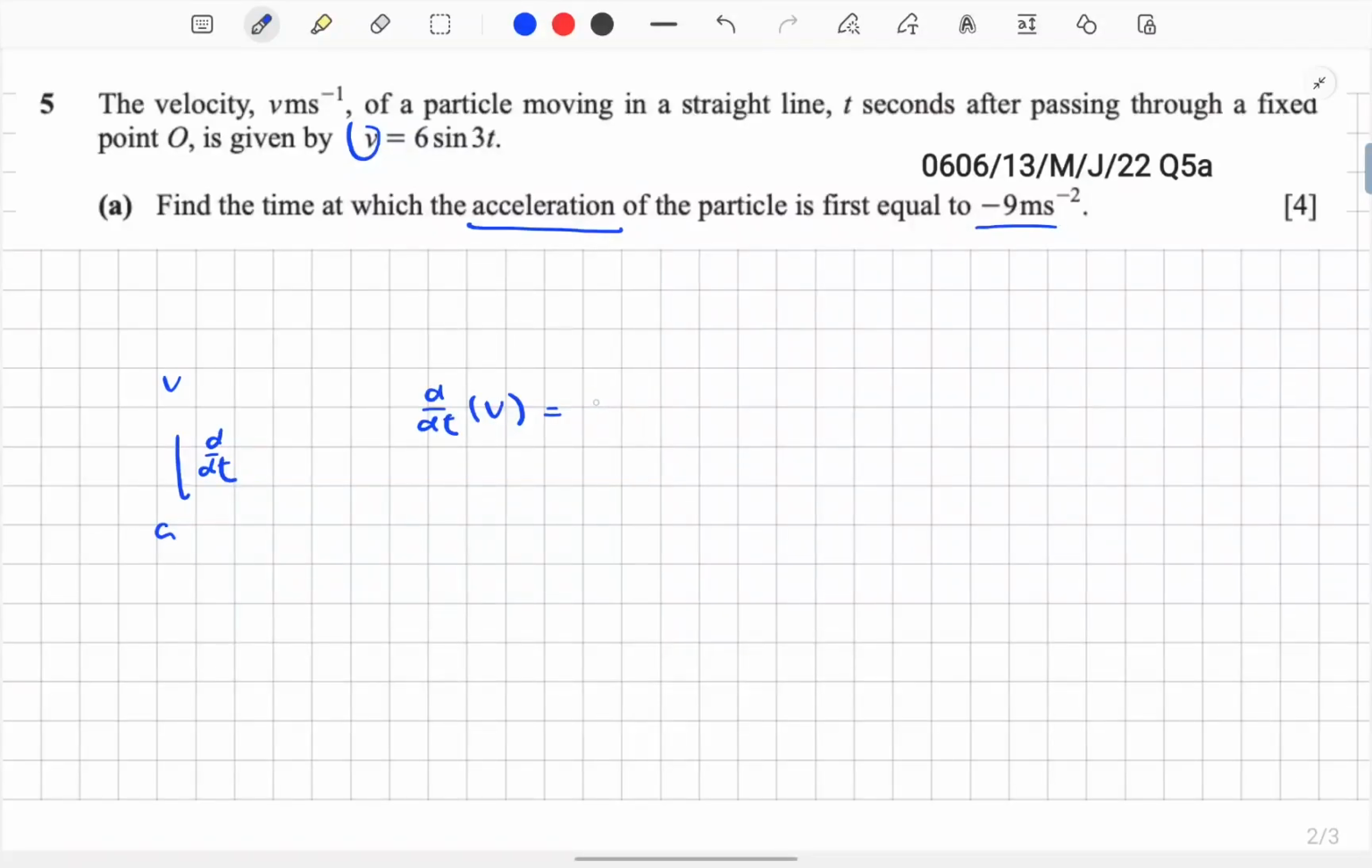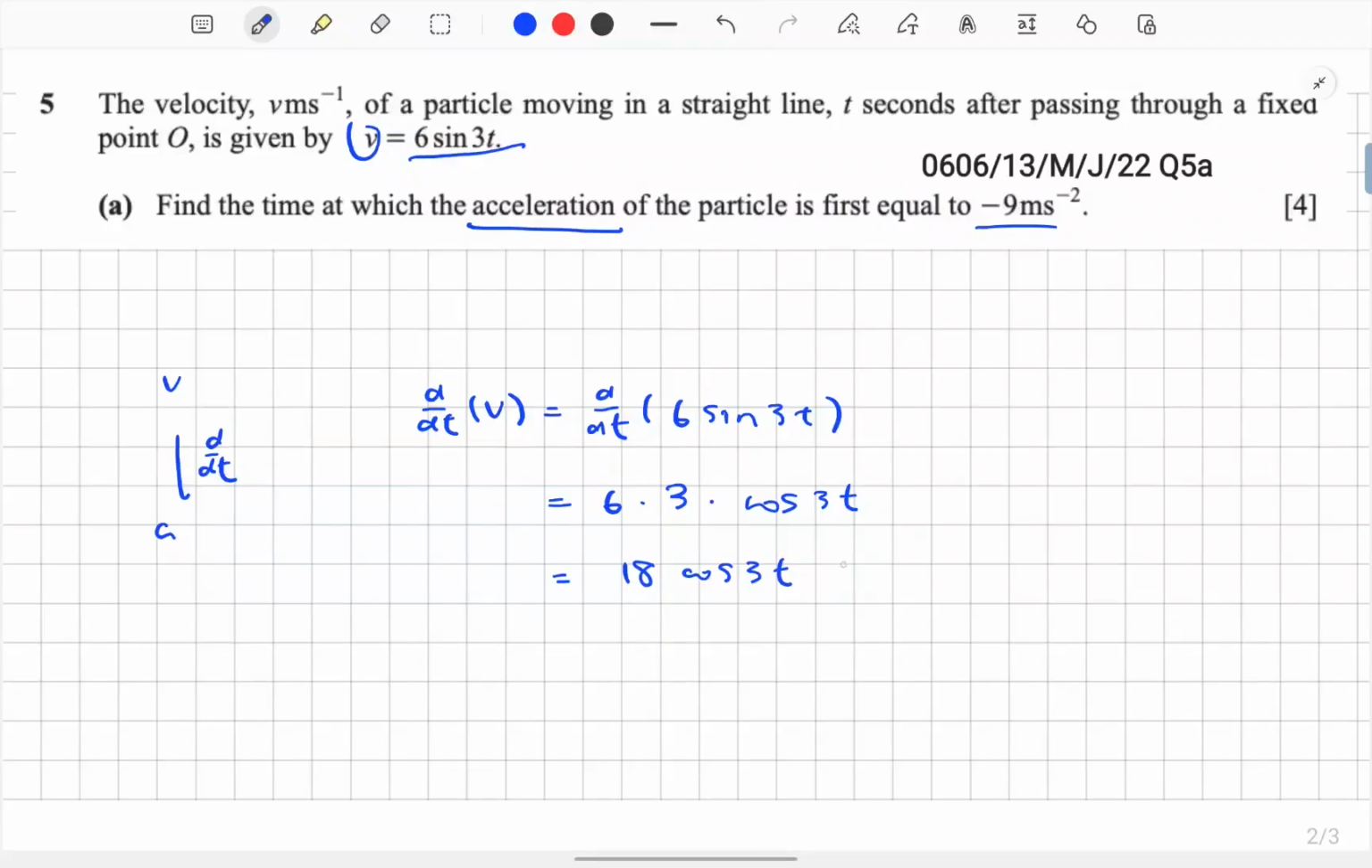Differentiating v is differentiating the expression here, 6 sine 3t. The 6, the constant, remains here, and this is a trig function, so we need to perform the chain rule. We need to differentiate the expression inside the trig function. Differentiating 3t gives 3. Then we multiply by the derivative of the trig function, and the derivative of sine is cosine 3t. Simplifying, this is 18 cosine 3t.